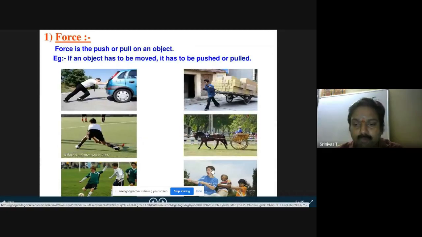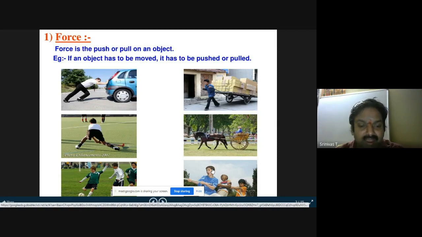So we'll start with the PPT, PowerPoint presentation, based on that. Let me share it. So here you can see force and pressure. There are some pictures shown here. All of you please observe these particular pics. So what did you observe? In the first pic, a man is pushing a particular vehicle. In the second pic, down below, a sports person is pushing the ball with the bat.